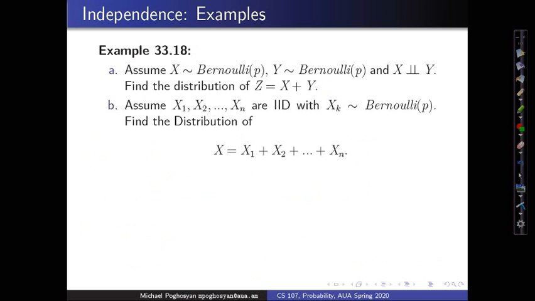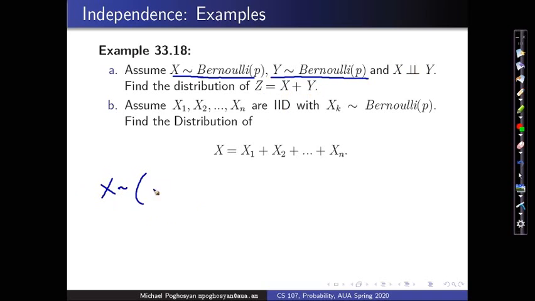Several important examples. The first one is about Bernoulli IID random variables, independent and identically distributed. What is the problem? X is Bernoulli p, Y is Bernoulli p, and they are independent. We need to find the distribution of their sum.